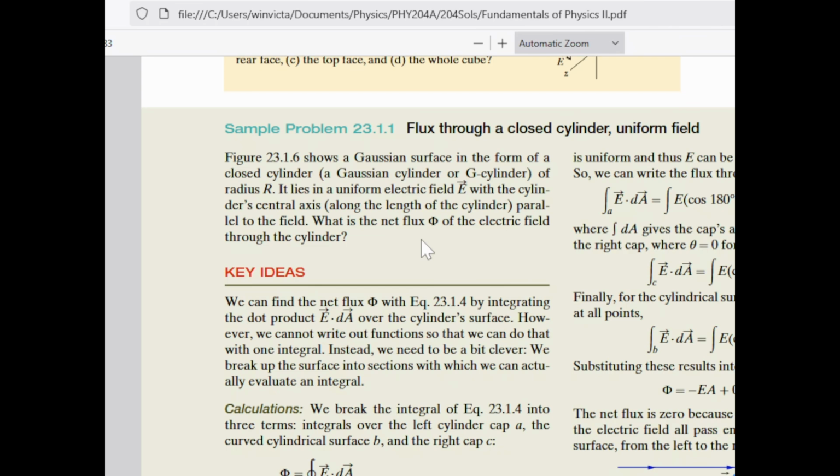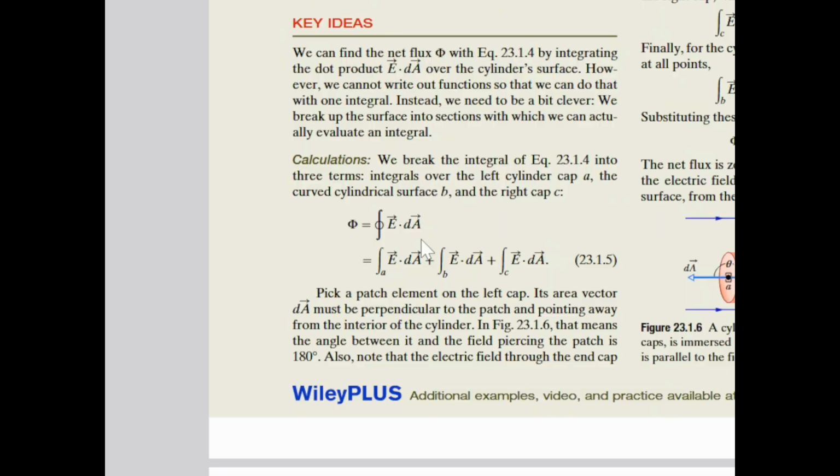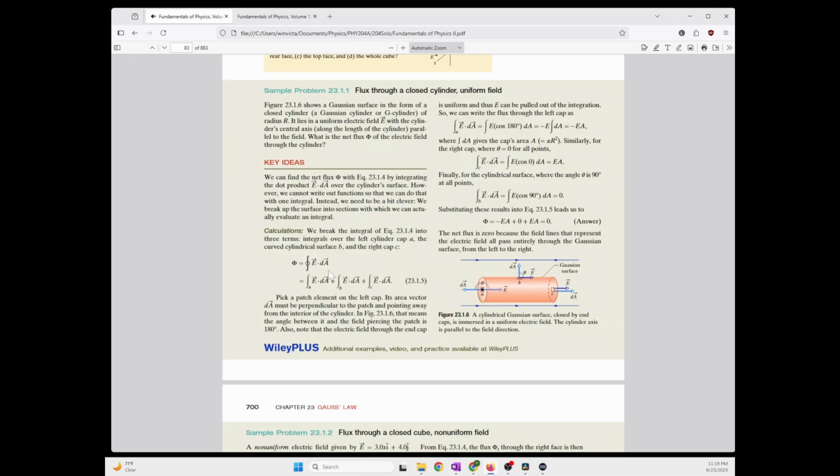So if you scroll down, you can see that the integral has a little circle in it, which means we're going to be looking at a closed surface. This Gaussian surface is sitting in a uniform electric field. And from the diagram, we can see that the direction of the field is pointing to the right. The problem is asking us to calculate the net flux of electric field through the cylinder.